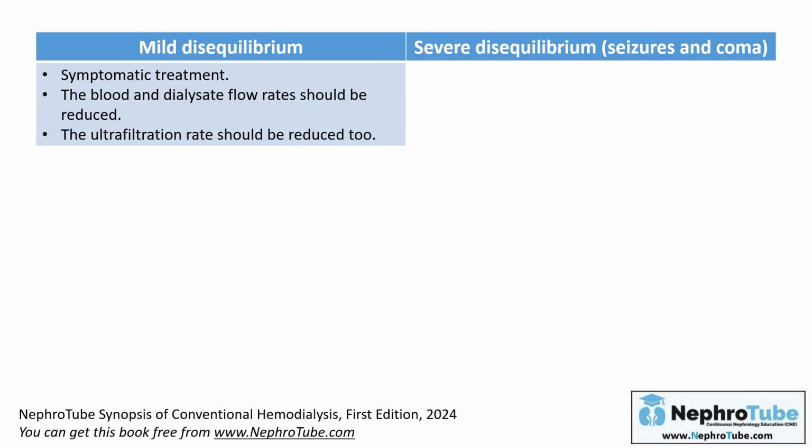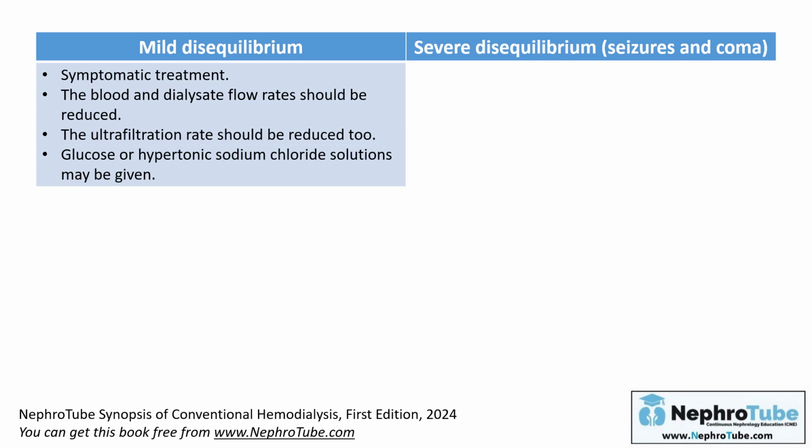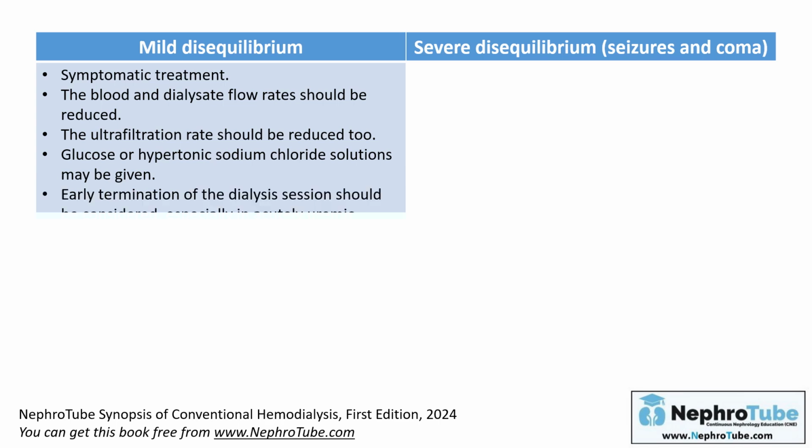All what we are doing now is that we are trying to reduce the efficiency of dialysis. We are trying to reduce the diffusion of urea from the blood to the dialysate, and we are trying to reduce the diffusion of bicarbonate from the dialysate to the blood. Next, you can give hypertonic solution. The most commonly used is hypertonic glucose or maybe sodium chloride to equilibrate the osmolarity between the intracellular brain cells and the blood. And it is better to terminate the dialysis early, especially in acutely uremic patients.